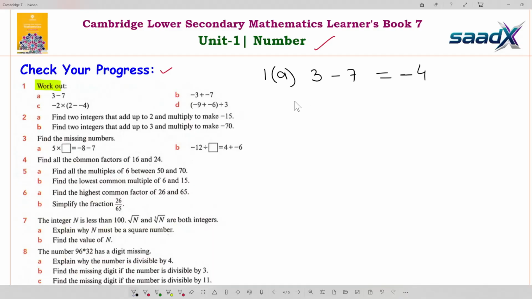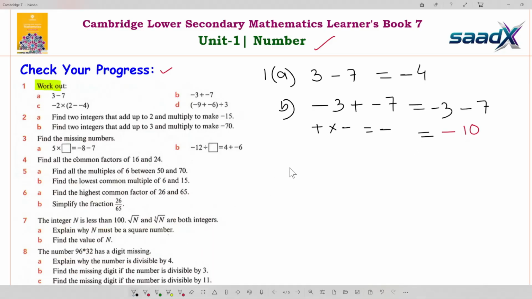Okay. Then number B, minus 3 plus minus 7. So minus 3 will be unchanged. Plus and minus, once we multiply, plus times minus will be minus. So here is minus 7. So what will be the answer? The answer is minus 3 minus 7, it means minus 10.